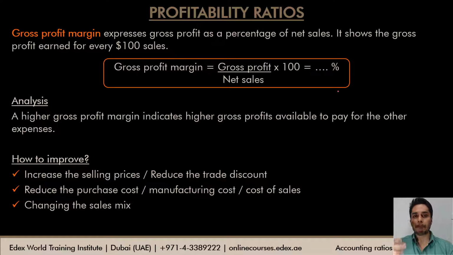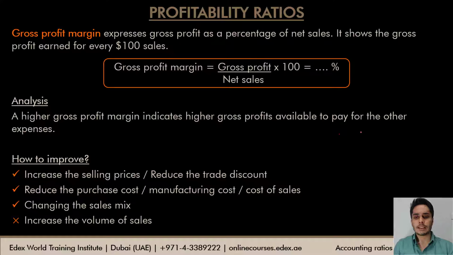Change the sales mix, meaning if a business is dealing in multiple products, it can start focusing on products that yield higher gross profit and focus less on products that yield lower gross profit. Now, many students are always confused with this point. They feel that increasing the sales volume will increase the gross profit margin, but think about it. Is it true? Let me give you a small example.